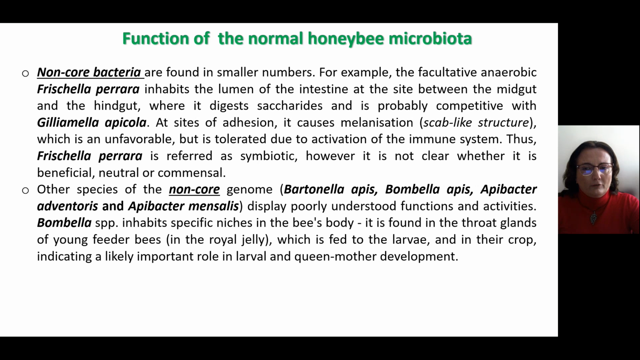Non-core bacteria are found in smaller numbers. Frischella perrara is probably competitive with Gilliamella apicola. At sites of adhesion, it causes melanization, which is unfavorable but is tolerated due to the activation of the immune system. That is why Frischella perrara is referred to as symbiotic. However, it is not clear whether it is beneficial, neutral, or commensal.